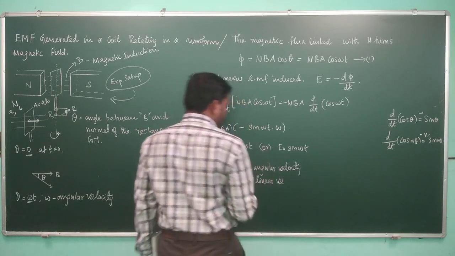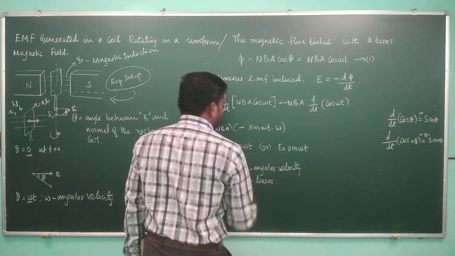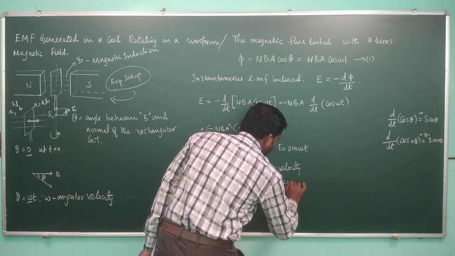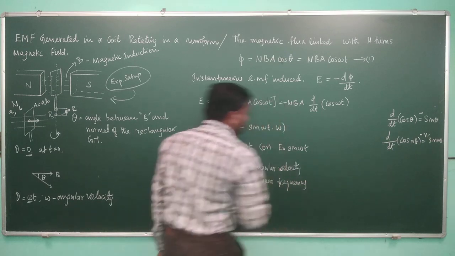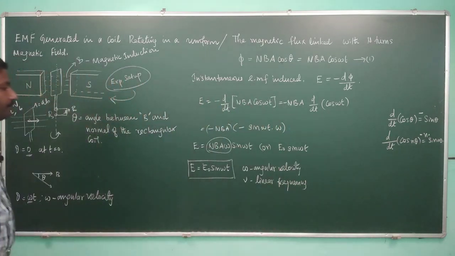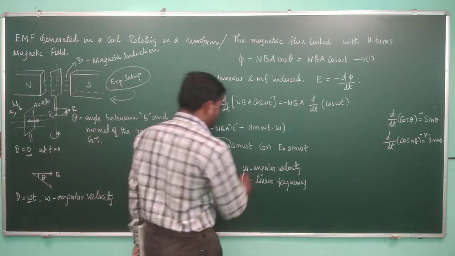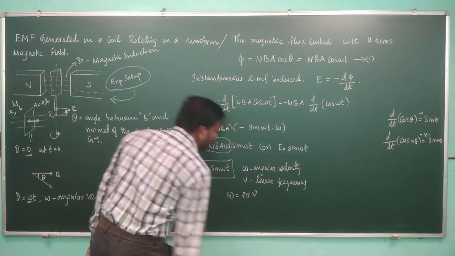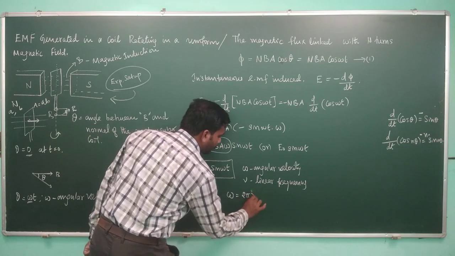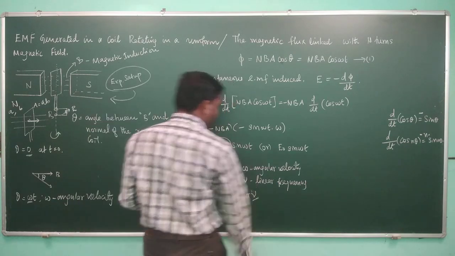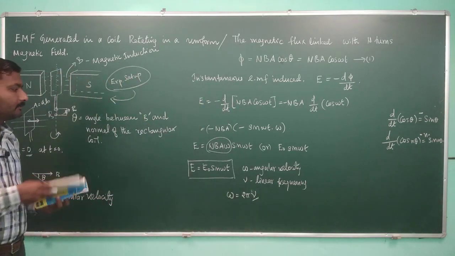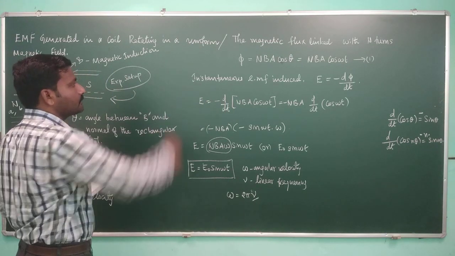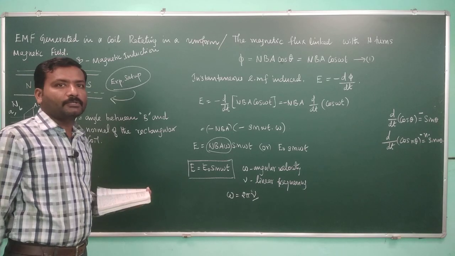Sorry, omega is angular velocity, and nu is linear frequency. The connection between omega and nu is omega equal to 2 pi nu. This nu is said to be the frequency of the induced voltage.